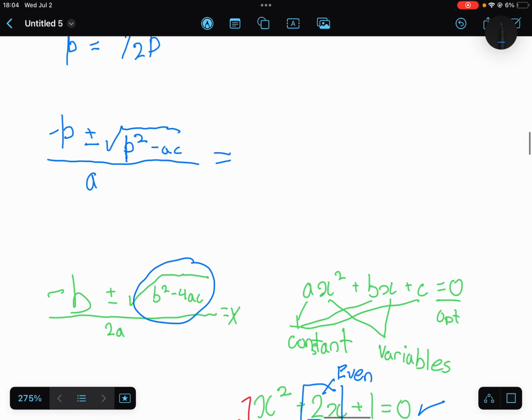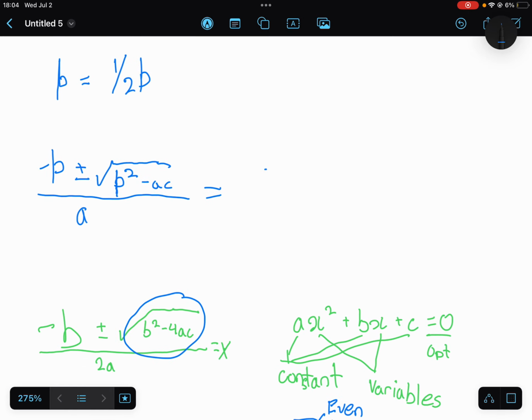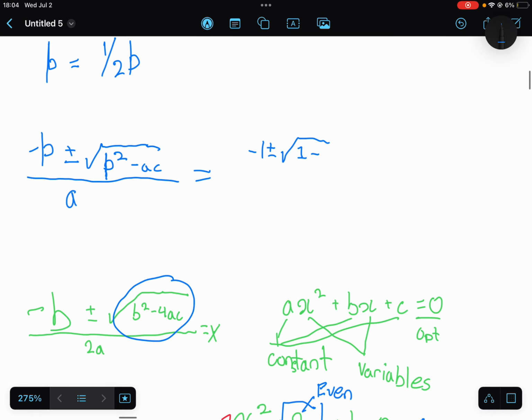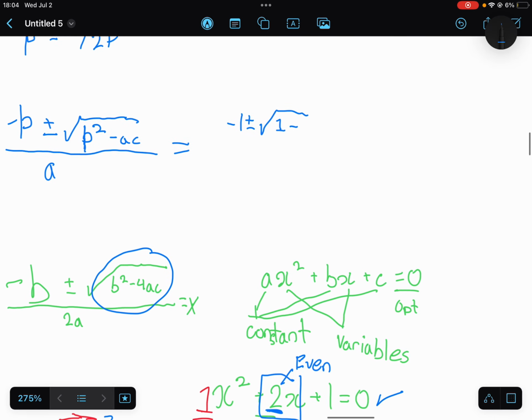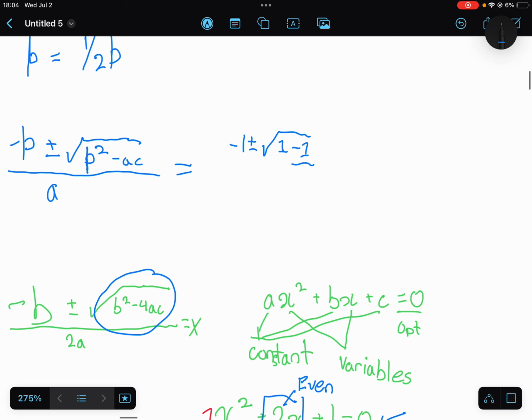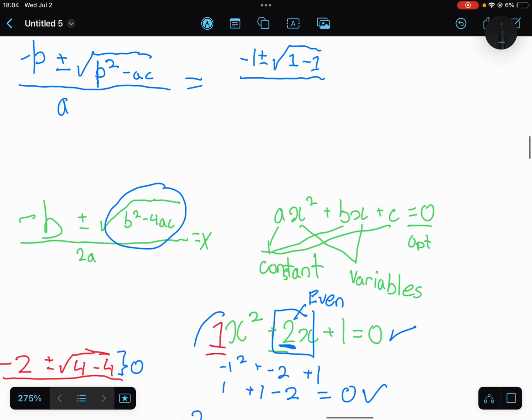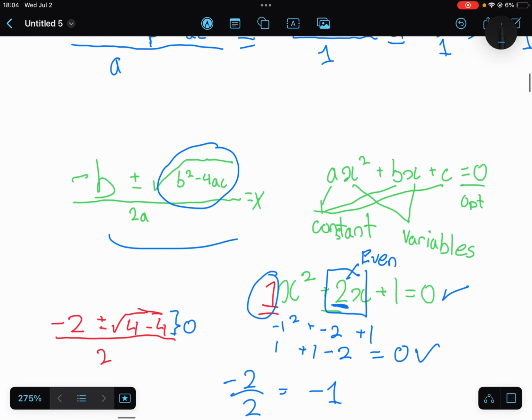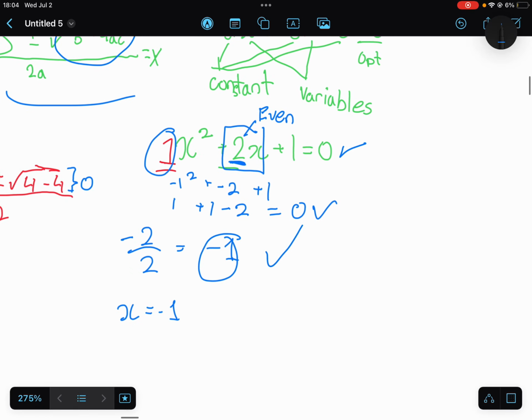Now, our beta value in this would be -1 plus minus root of beta squared. So 1 squared is 1. And you subtract it by AC, which is also 1. And then you divide all of that by A, which is 1. And then you get -1 over 1, which is basically -1. And as we checked with this thing, -1 is our answer.